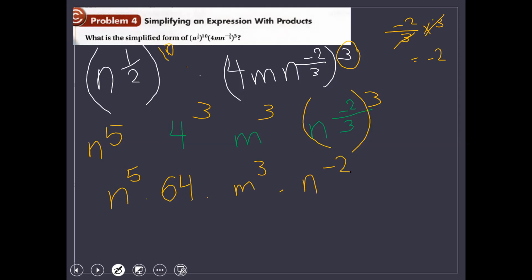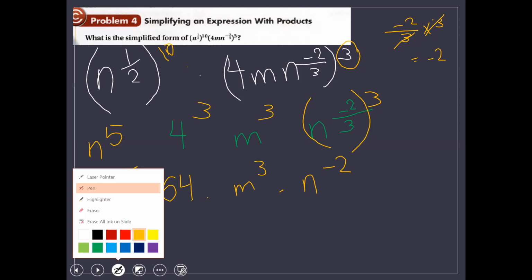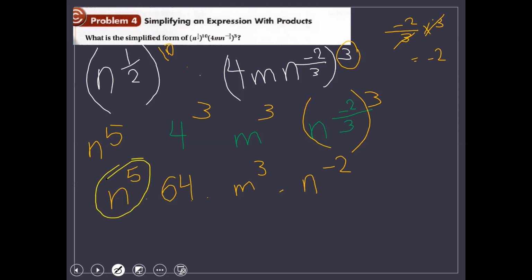Then, can I simplify it? Yes. Look here now. What did we have here? We have n to the power 5 multiplying by n to the power negative 2. So I can multiply them. Yes, we have the same base n. I will add now the exponents. 5 plus negative 2 is 3. n cubed, and 64. So the answer now is 64 n cubed m cubed. This is a problem.